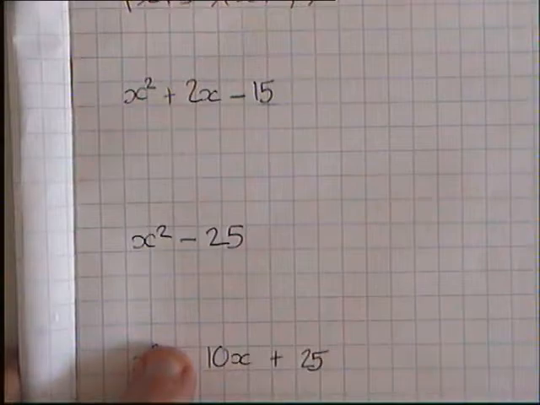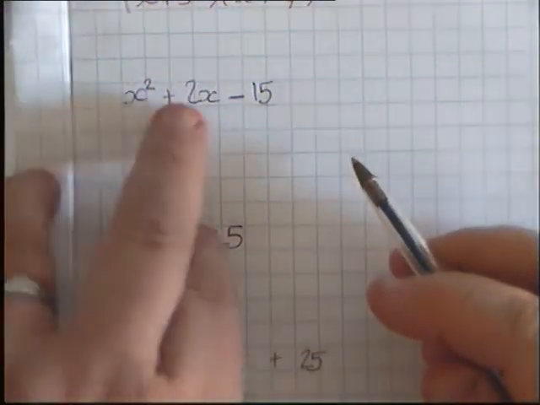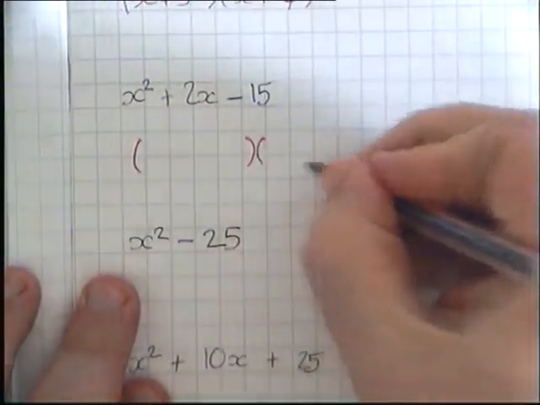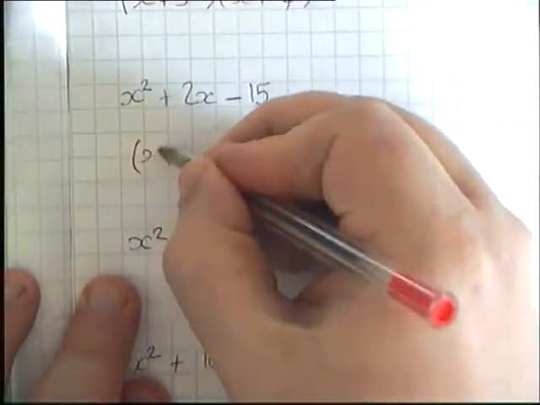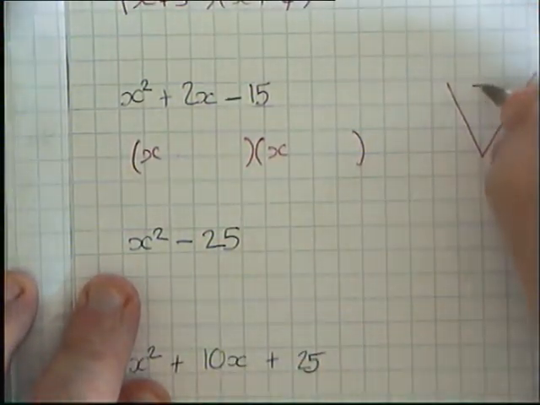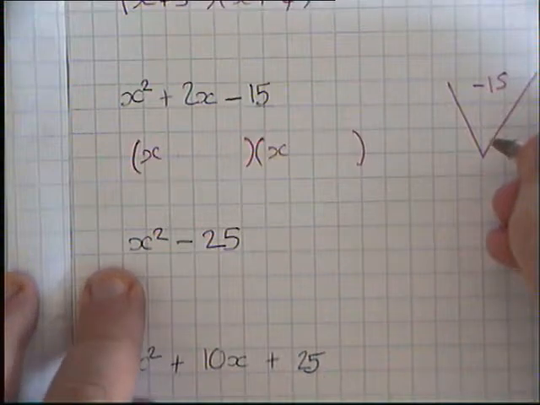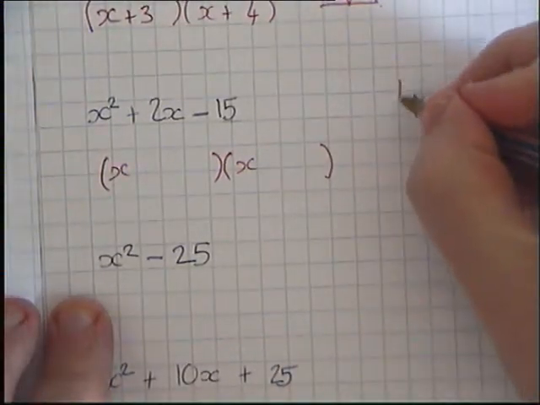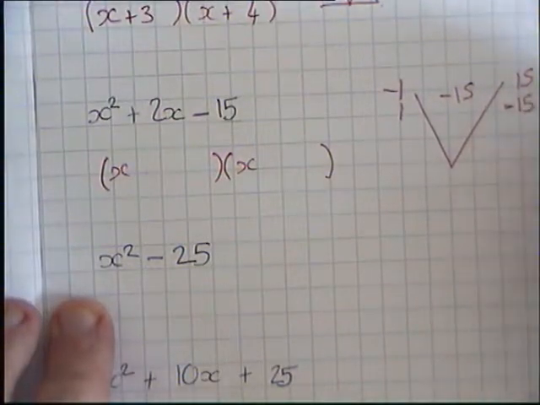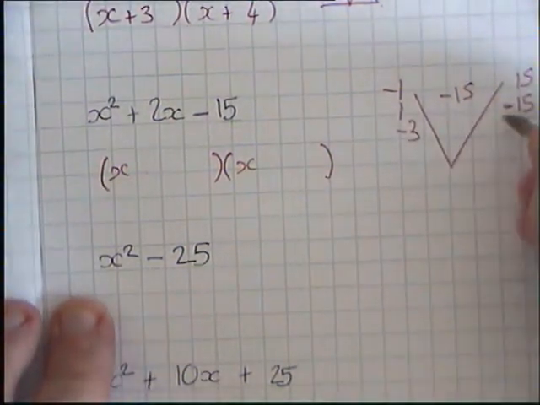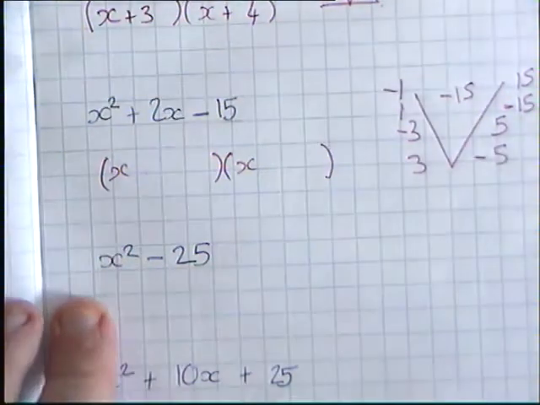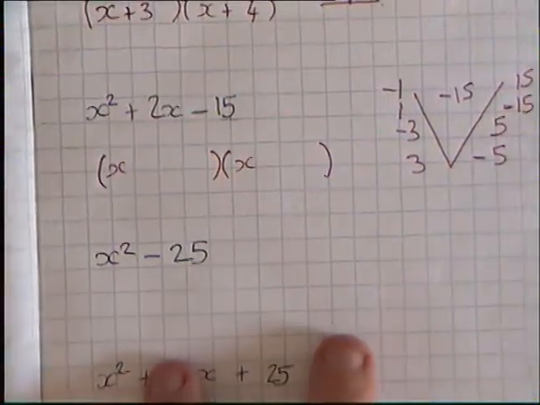So on the next one, firstly, is there anything that goes into all three bits? Again, no, there's not, so it's 2 brackets. So we could already draw those in. And we know it's an x squared, so that's going to be an x and an x. Then I'm going to draw my factor v, but this time for minus 15. So it could be minus 1 times 15 or 1 times minus 15. It could be minus 3 times 5 or 3 times minus 5. And they're all the ones that give me minus 15.